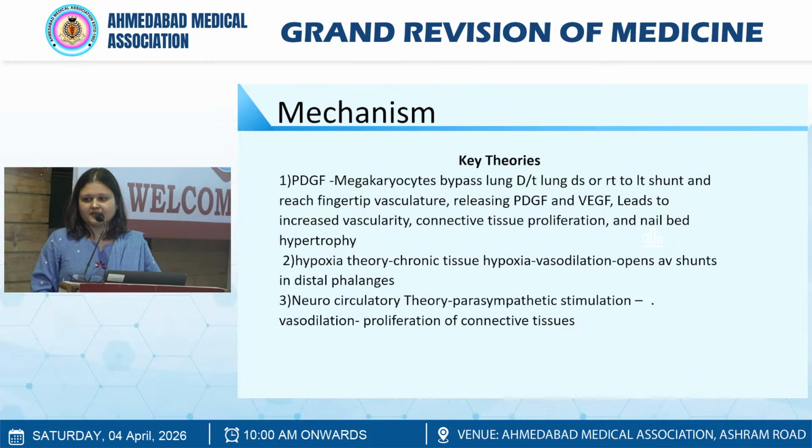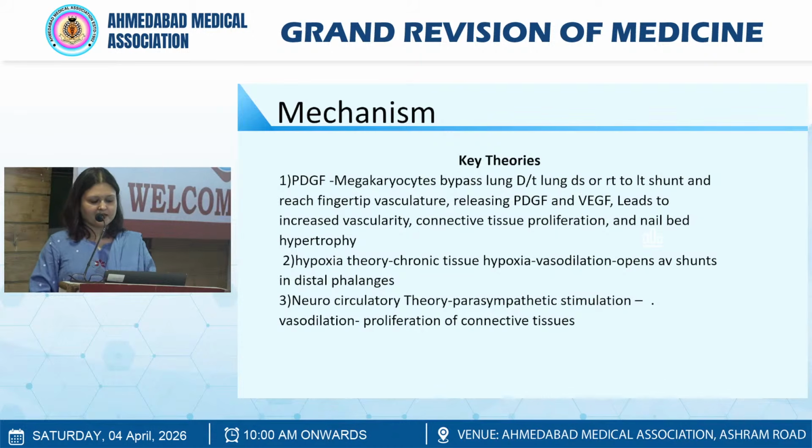Various theories exist for the clubbing. The most common and most accepted theory is PDGF. Here the megakaryocytes bypass the lung because of the lung disease and right to left shunt, reach the fingertip vasculature, releasing PDGF and VEGF, which leads to increased vascularity and connective tissue proliferation. That is how clubbing develops.